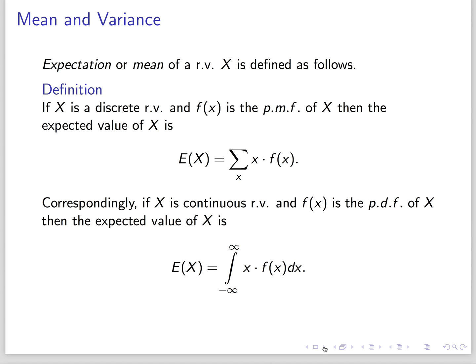Next, we define mean and variance of a random variable. Expectation or mean of a random variable X is defined as follows. If X is a discrete random variable and f(x) is the PMF of X, then the expected value of X is defined to be the summation of x f(x). Definitely that sum runs over all x belonging to the range of X. Correspondingly, if X is a continuous random variable and f(x) is the PDF of X, then the expected value of X is the integration of x f(x) dx. The integration runs over the range of the random variable.